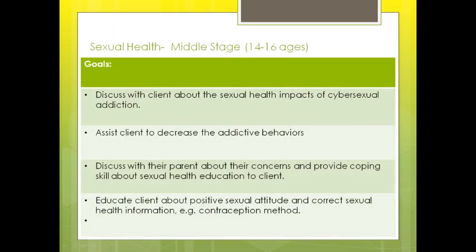For the middle stage, we will talk about the cybersexual impacts on sexual health, and also we will assist the client to decrease the addiction. We will also discuss their parents' difficulties about teaching sexual health education, and we will give the client a positive sexual attitude and correct sexual health information.